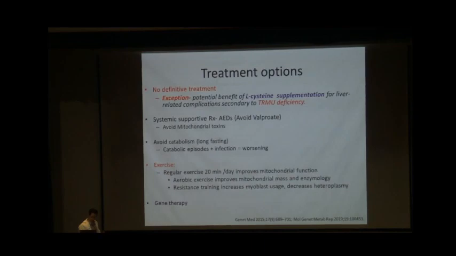There are no definitive treatments for any mitochondrial disorder except maybe cysteine supplementation, which may even prevent or reverse liver failure because of TRMU. TRMU is one of the neonatal liver failure genes.